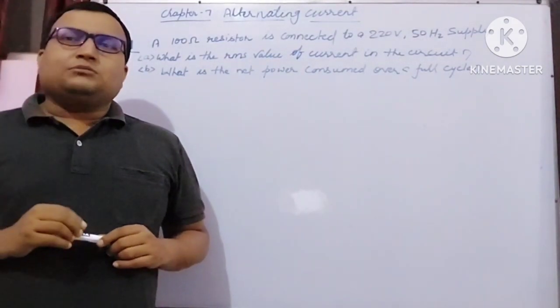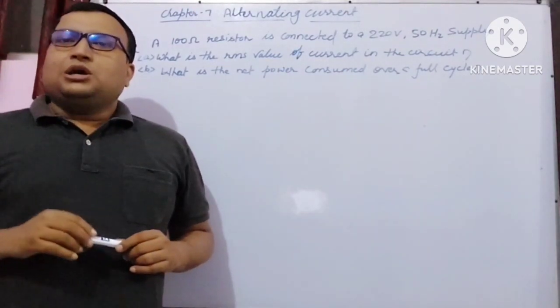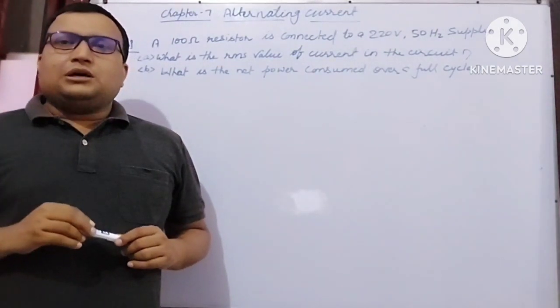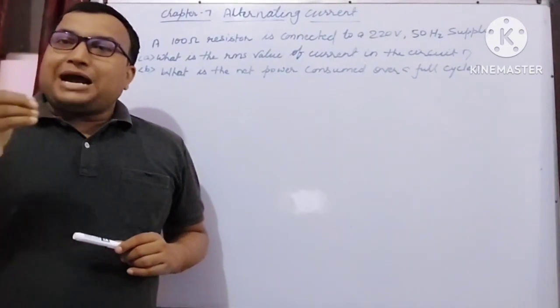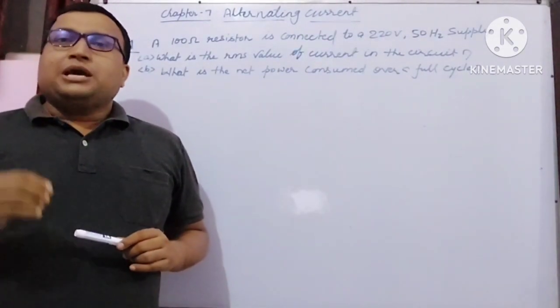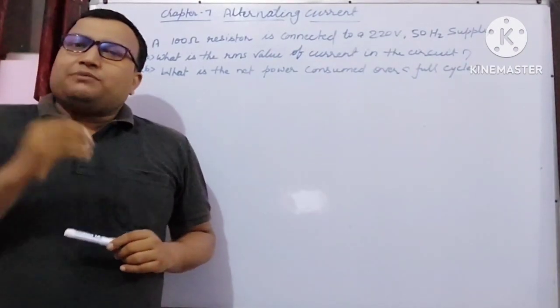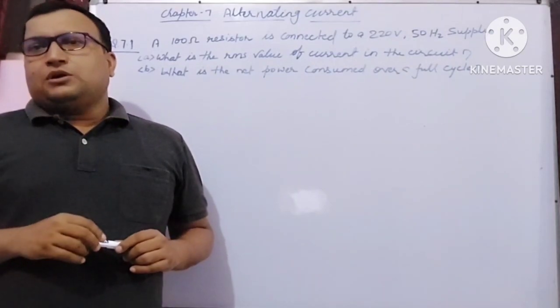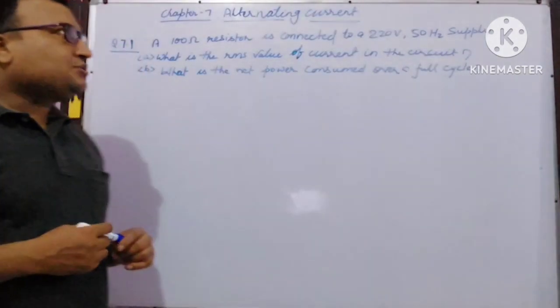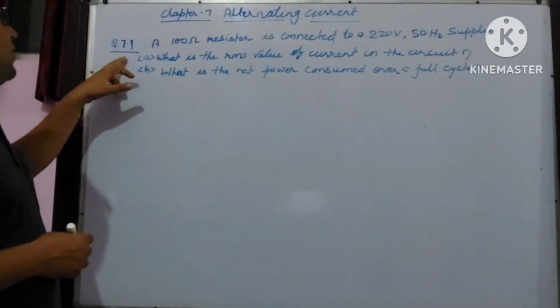Honestly, whatever questions are there, if you have the idea about the formulas and about this particular chapter, then every question they discuss in the chapter is very easy. So let's start. The first question is 7.1.